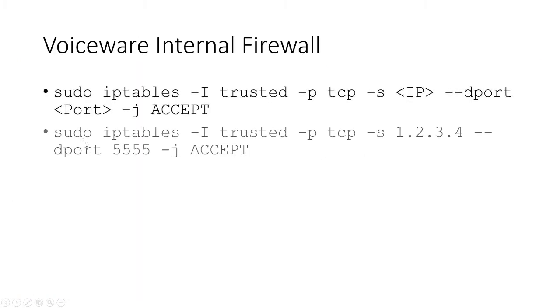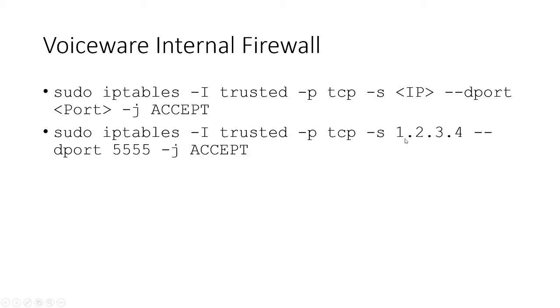So these commands here are how you open up a port on the Voiceware firewall. These need to be entered from the SSH command line. There's no GUI interface for this. You need to SSH into your Voiceware system and open up these ports. So you would issue these commands. For example, you have sudo iptables -i trusted -p tcp -s, then your IP address, then your port number, and accept. So this is the base command.